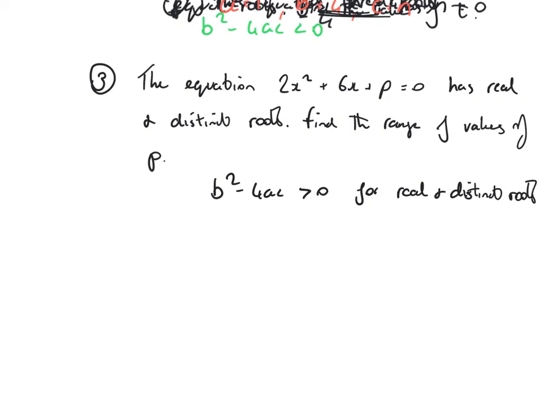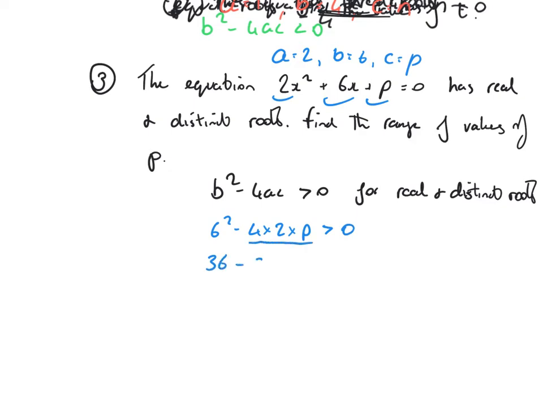Okay, so let's make that statement. Next move is to identify a, b and c. a is 2, b is 6 and c is p. And let's throw them in here. b squared, 6 squared, minus 4 times a, which is 2, times c, which is p, is greater than 0. 6 squared is 36, 36 minus 4 times 2 times p, that's minus 8p, is greater than 0.